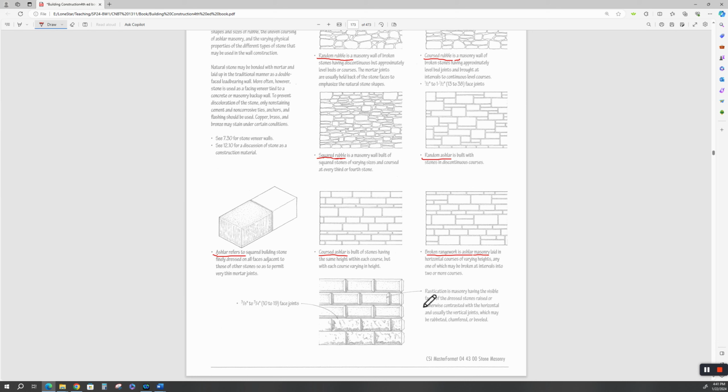All right, here's an interesting term. Rustication is masonry having the visible faces of the dressed stones raised or otherwise contrasted with the horizontal, and usually the vertical joints, which may be rabbeted, chamfered, or beveled. Some of them are rough-faced. It's like you took a bush hammer and beat them up. But these faces, where the bedding is and the head joints, are dressed. They're squared. Okay. Again, this is more expensive than commercially made modular masonry units. All right, let's move on.